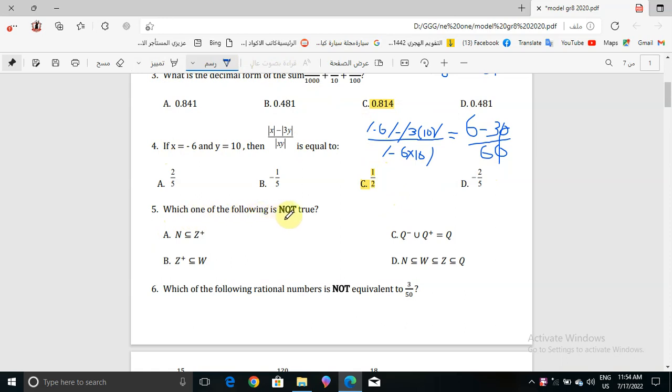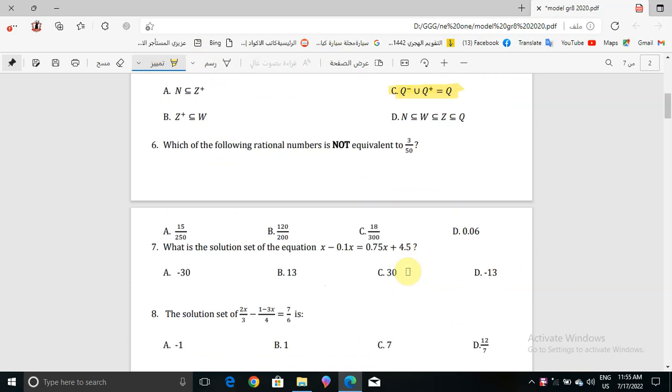Okay, now question number 5. Which one of the following is not true? N is a subset of positive integers, or Z is a subset of whole numbers, or Q, the negative rational numbers, is an element of the positive rational numbers, equal to Q. So that means C is not the correct answer.